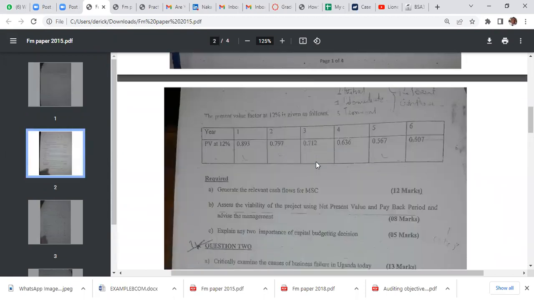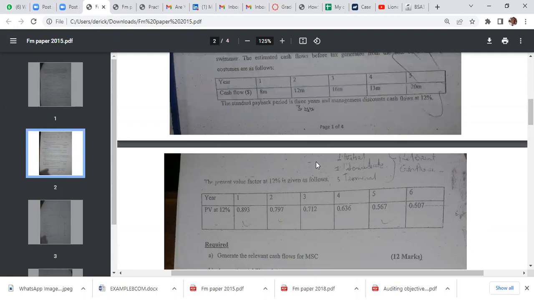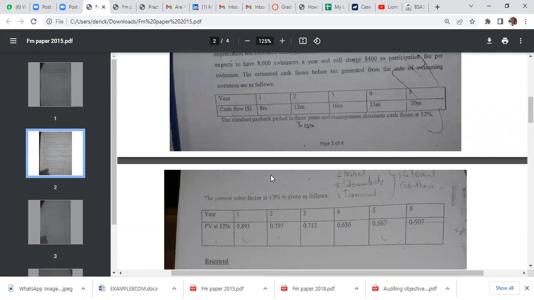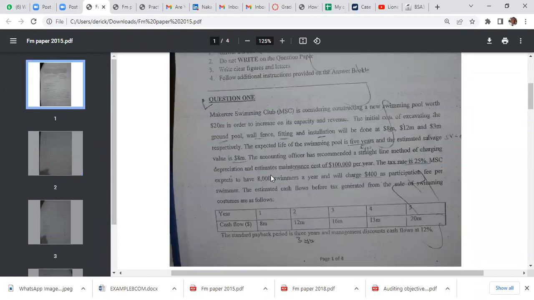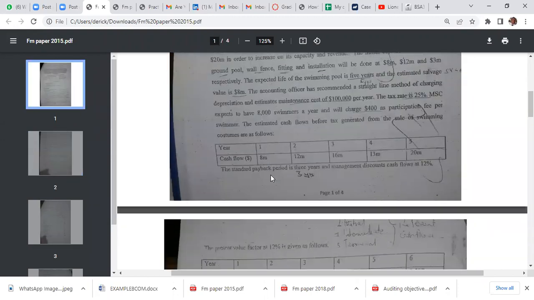Okay, they want you to generate relevant cash flows and then assess the project using the NPV. Okay, and you're given the rate. So on another day, they will give you this information, but the rate, you have to compute weighted average cost of capital to get the rate. Okay, that's on another day, but in this case it was given as 12%.